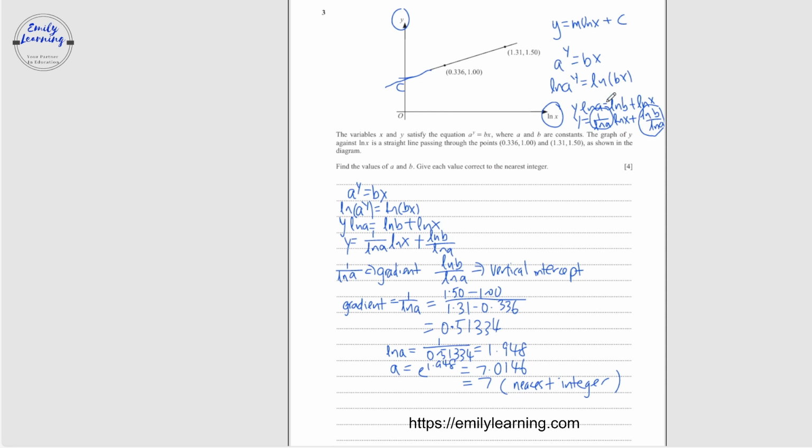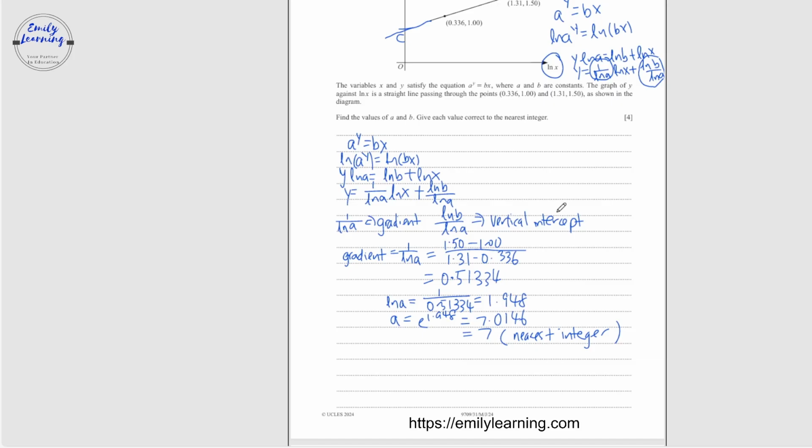Now that we have found A, we need to find out what is B, right? So let's use this formula. Okay, so sub in y and ln x. So I'll use this point. Okay, so sub in y equals to 1, ln x equals to 0.336, and ln A equals to 1.948 into equation 1, right? So here we go, let's do it.